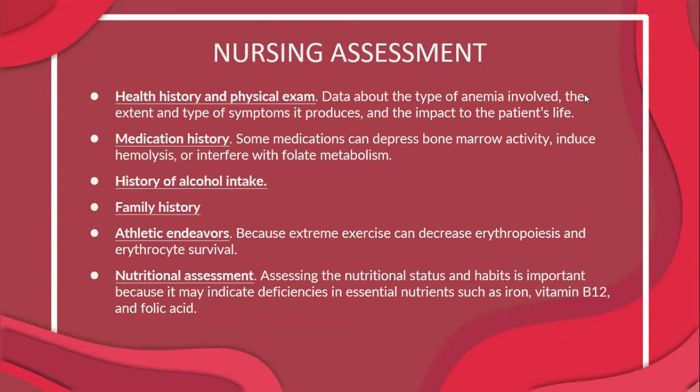Nursing assessment: health history and physical exam. It gives data about the type of anemia involved. It shows the extent and type of symptoms and the impact on the patient's life. For medication history, there are medications that can depress bone marrow activity, induce hemolysis, or interfere with folate metabolism. Assess for history of alcohol intake, family history, athletic endeavors, and also do a nutritional assessment.